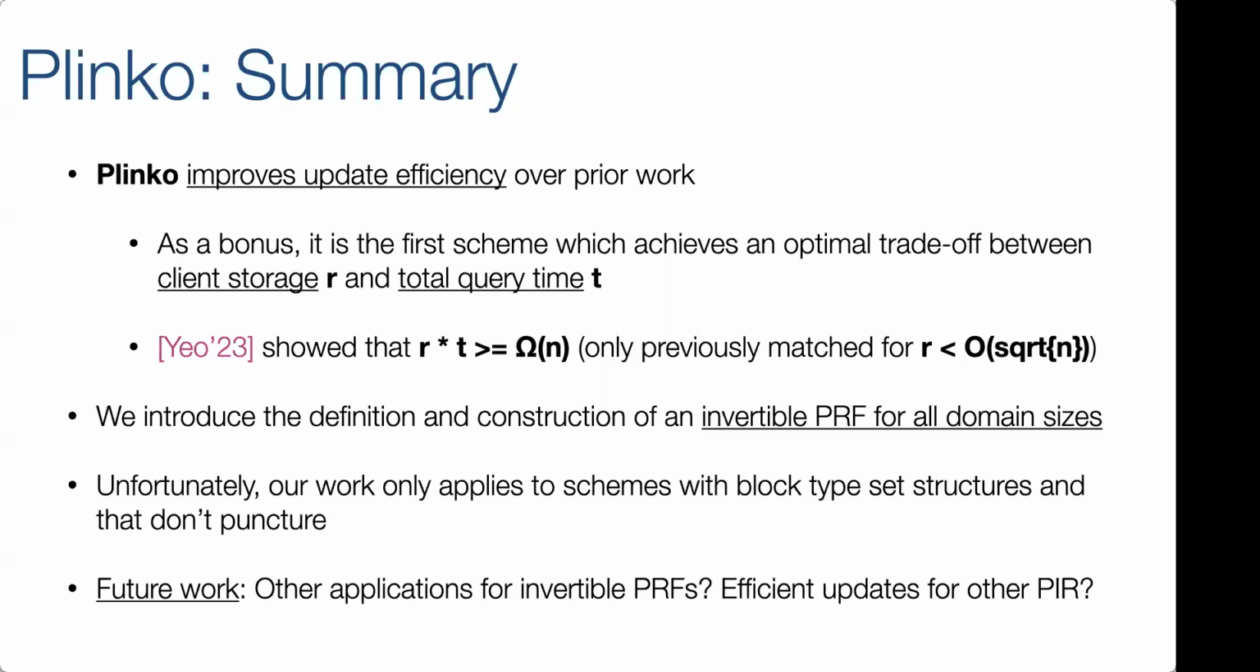But another claim is that we are the first work to achieve an optimal trade-off between client storage and query time for all client storages. So prior work from Kevin showed that R times T, for the client storage and total query time, has to be at least N. And this was only previously matched for R less than square root N. The reason for this is because all the prior works required this linear pass over the client hints, so if the client storage was larger, then that kind of killed their trade-off.